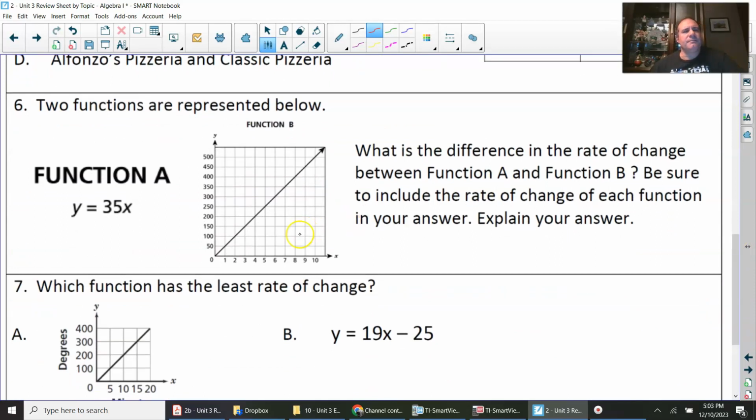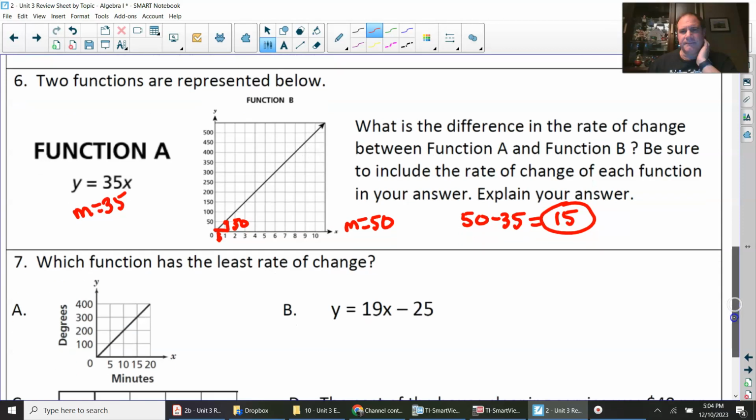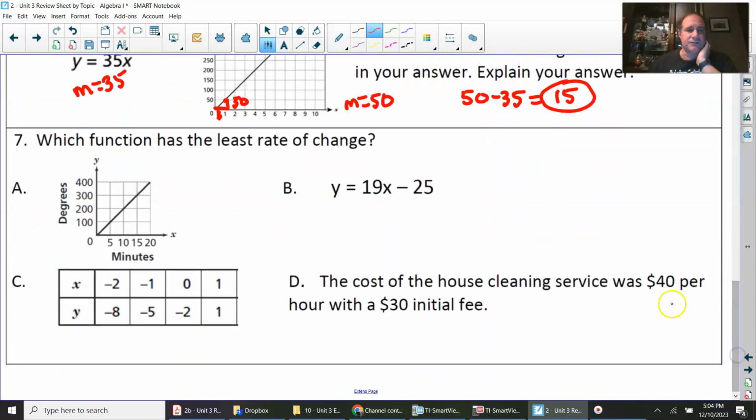2 functions are represented below. What's the difference in the rate of change between function A and function B? So this is 35. Here's function B. This is 50. The run is 1. The rise is 50. So it is 50. What's the difference? 50 minus 35 is 15. So 15 is the difference in the rate of change. That's it. Difference is subtraction.